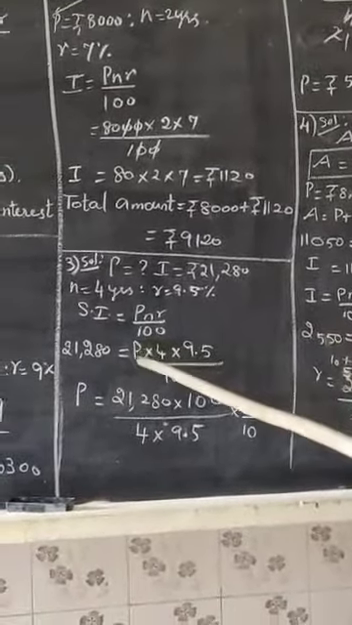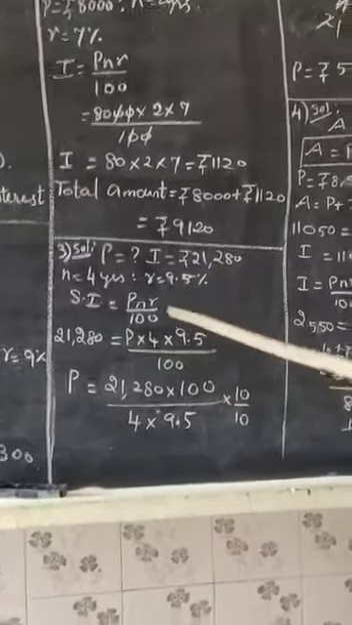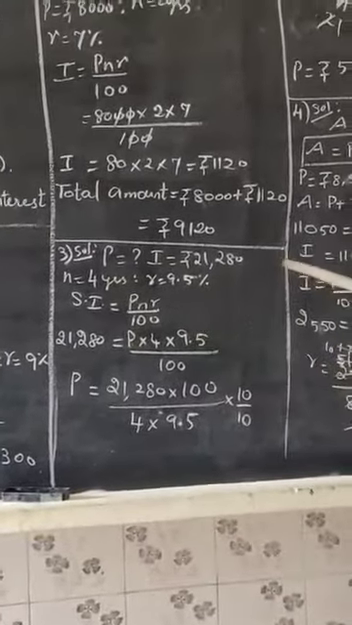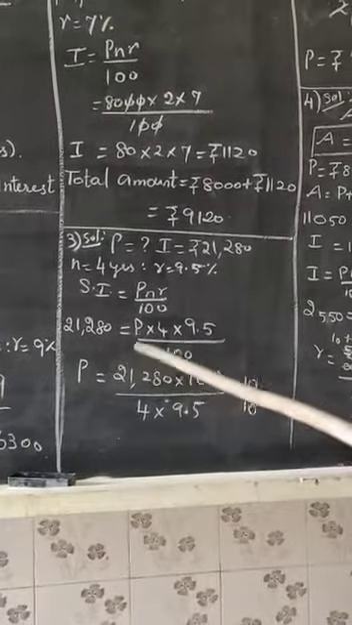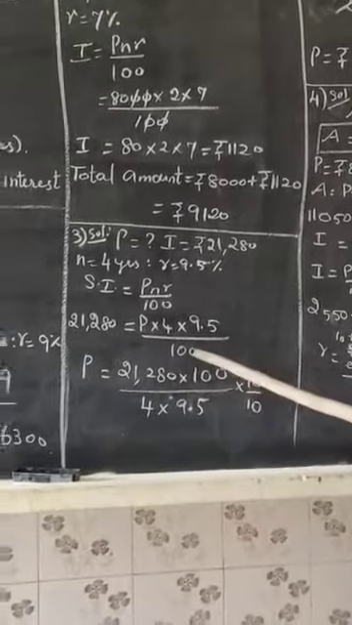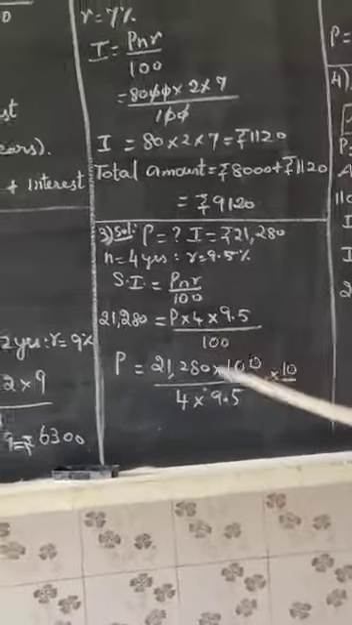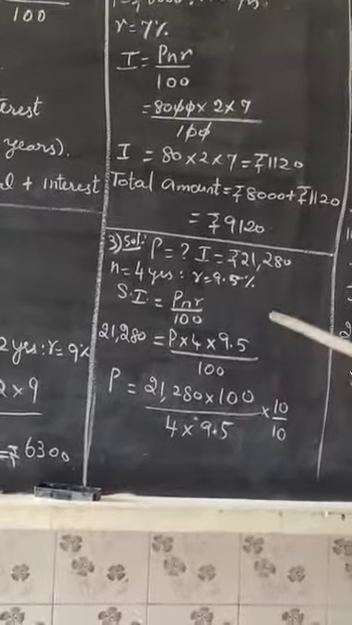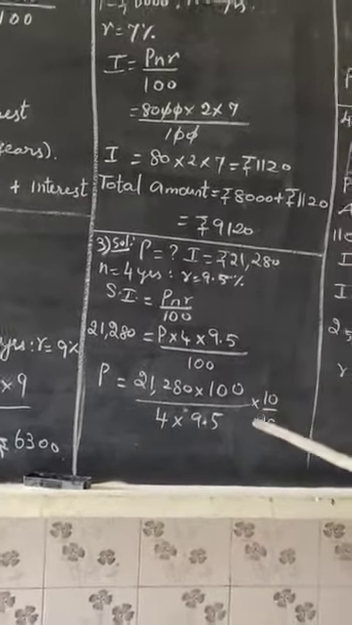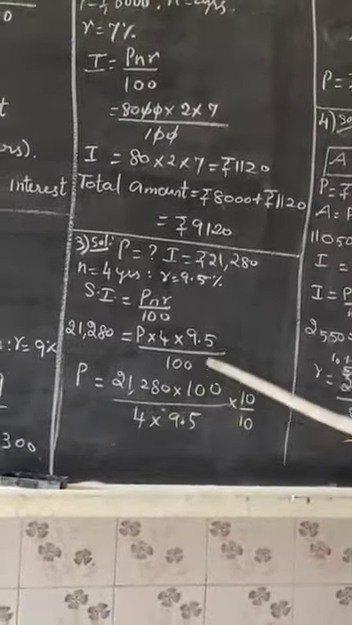So what is the simple interest formula? PNR by 100. So what amount have they given for simple interest? 21,280. So you have to write 21,280 equals P value, which you don't know. So you have to find the P value. So as it is, write P into 4, N is 4, into 9.5, R is 9.5 by 100. Next I am going to find P only, no.